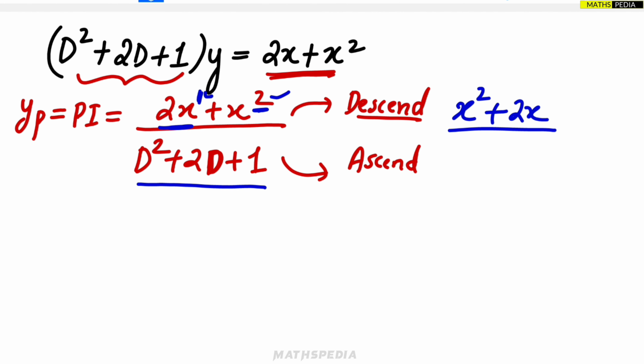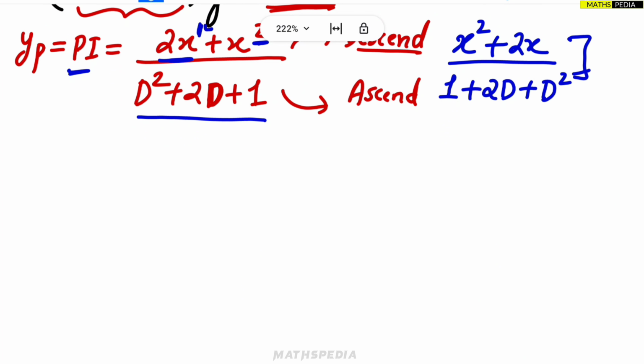Ascending powers, you can observe this should be in reverse order, because ascending powers means smaller power to bigger power. 2d then d square. D square is bigger power, right? So it should be last. So this order you should keep. After writing in this order, you have to divide such that you will get the pi value. After division, you will be getting a quotient. That quotient itself will be the pi value.